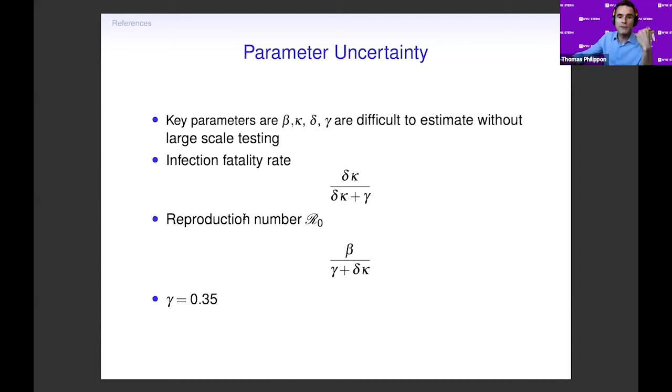Similarly, the basic reproduction number. So when you hear about R naught in the literature, R naught is the number of people that somebody who is infected today would contaminate over his or her lifetime if that person lived in a population where everybody is susceptible. So all you have to do is count how many people they're going to meet, and then they're going to transmit until they recover. So that number would be beta over gamma plus delta kappa. That's the basic reproduction number.